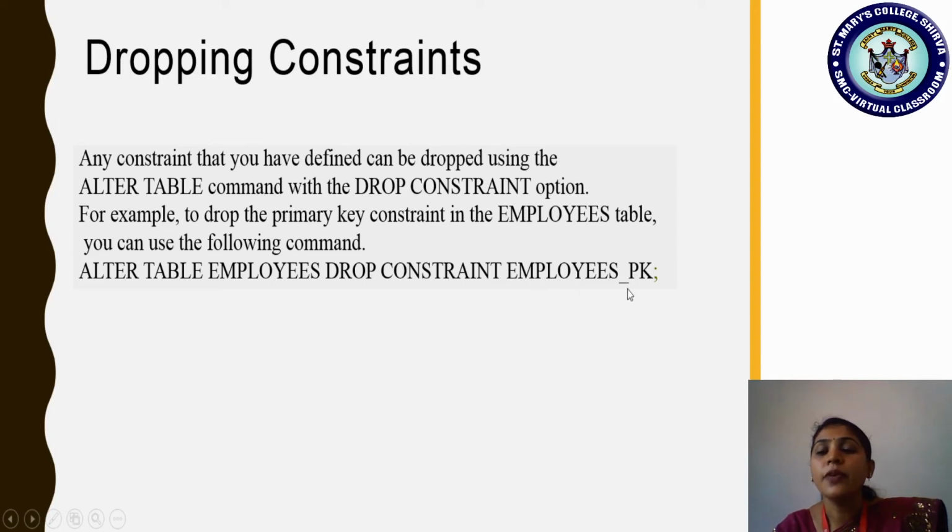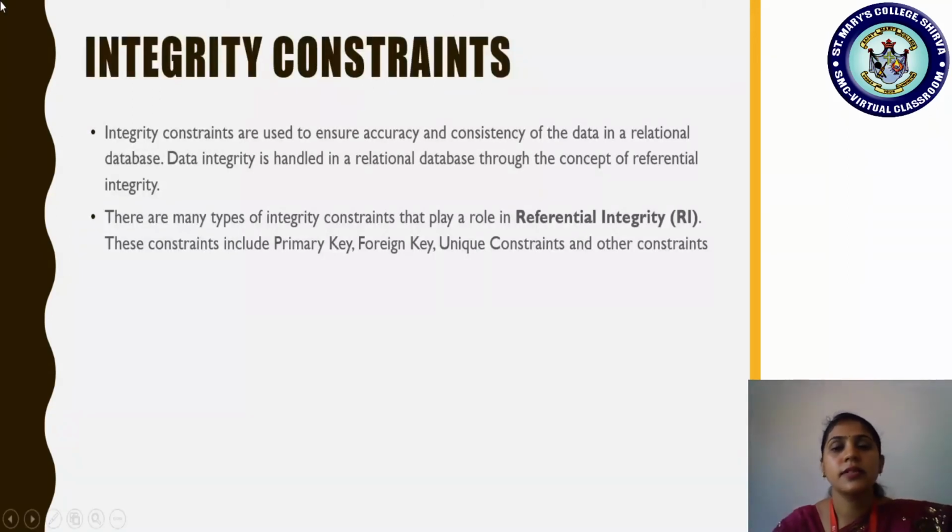Just check out here, employees underscore PK. This is the name we have given in the employee table, and we have defined employees underscore PK as the primary key. Is that clear? So you are directly specifying the constraint name here. Alter table, table name employees, drop constraint. To whichever attribute the constraint is added, we are supposed to mention that particular name, employees underscore PK.